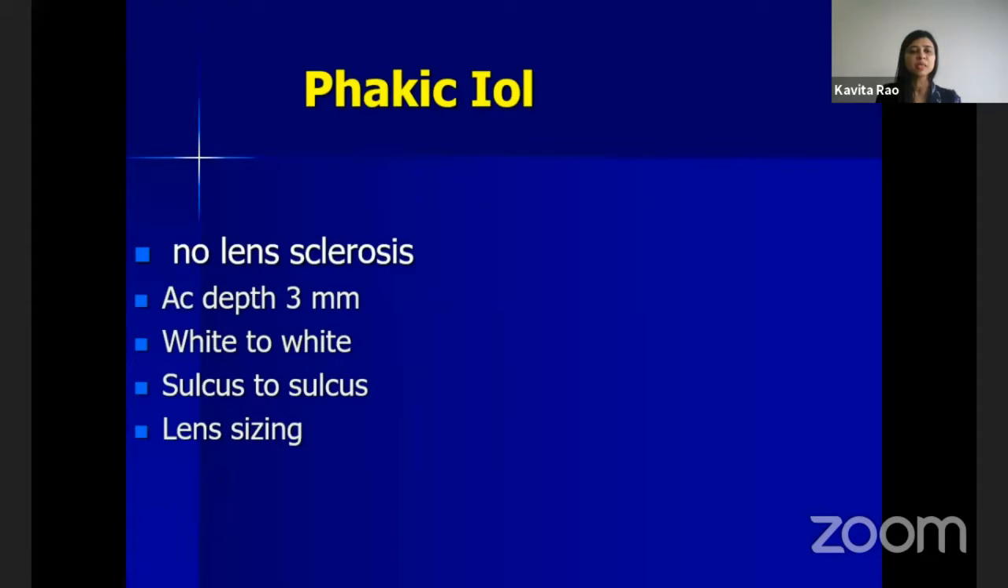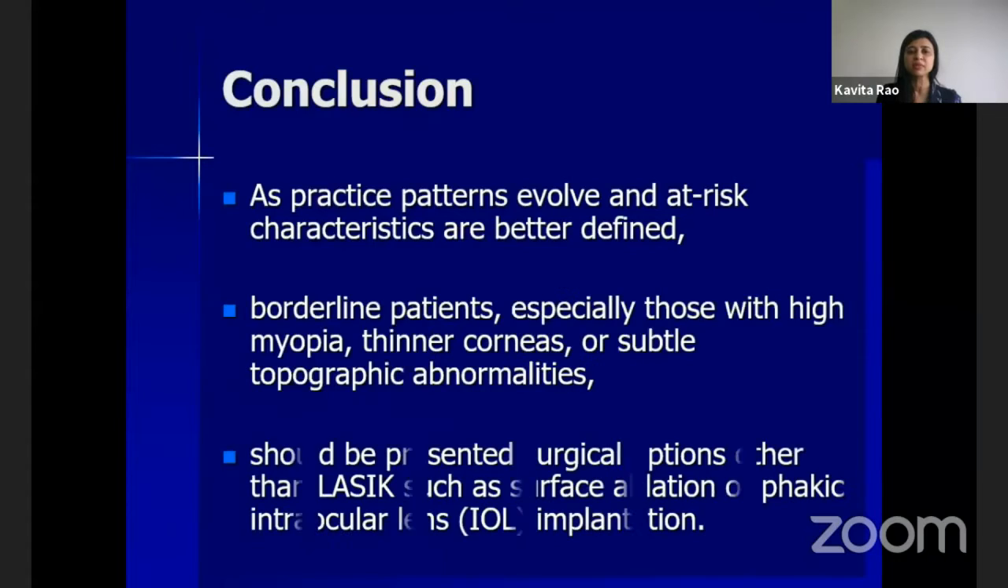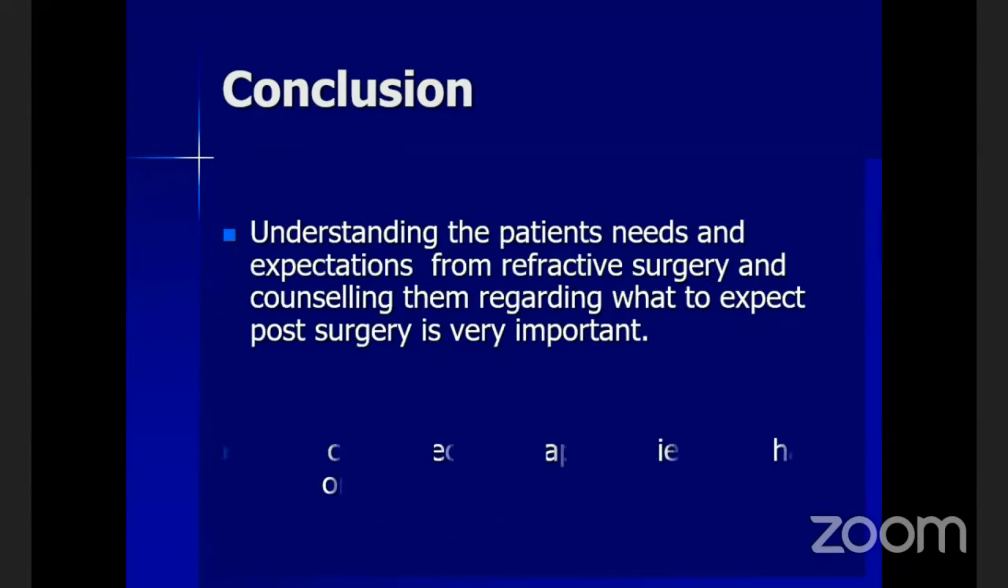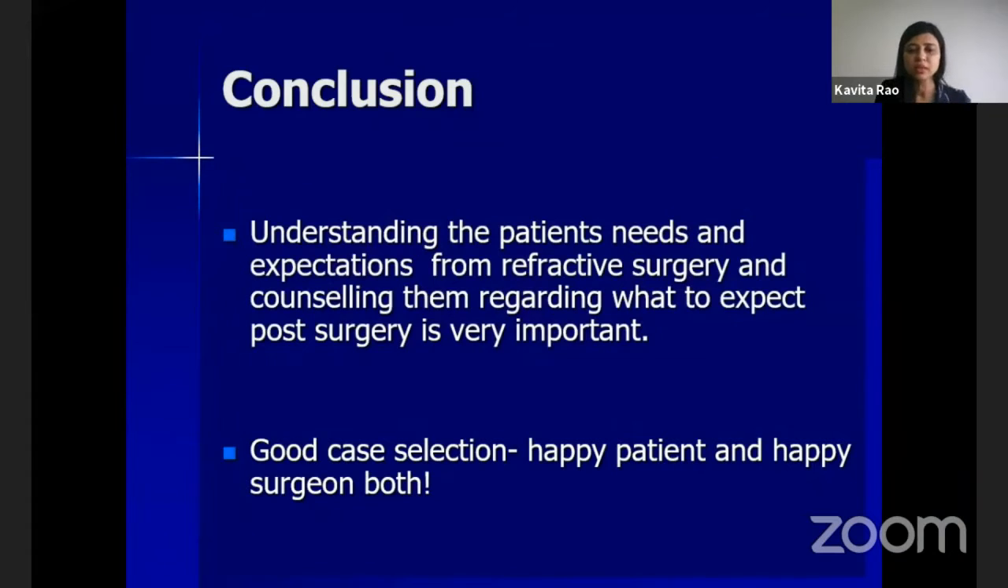If you're choosing a lens-based surgery, make sure you look at AC depth. Your sizing depends on your white to white. Either you can use sulcus to sulcus or white to white. Lens sizing depends on the AC depth. If the AC is shallow, then obviously you undersize the lens, and if it is deep, then you oversize it. So I think in conclusion, as practice patterns evolve, we know that if it's thinner corneas, then it is better to go for surface options and/or lens-based surgery. It's also important to understand what your patient's needs are.